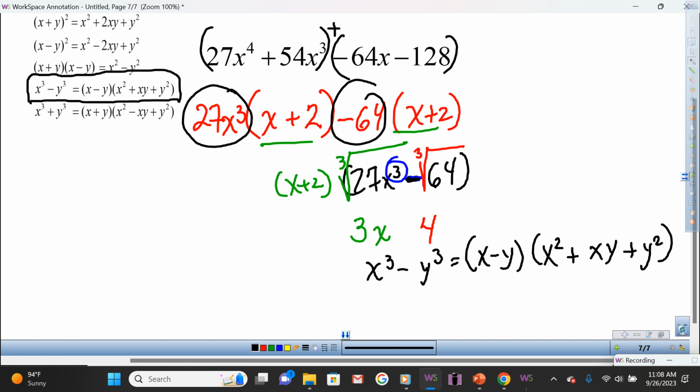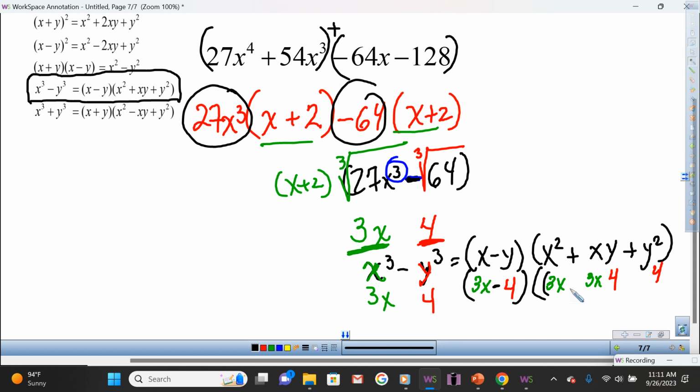However, instead of x, according to here, what am I going to use, everyone? 3x, yes. And instead of y, what am I going to use? 4. So anywhere you see an x, you write 3x. Anywhere you see a y, you write 4. So let me write the 4 first. There, there, there. And anywhere I see an x, I'm going to write 3x, 3x, 3x. Squared plus that times that plus 4 squared.